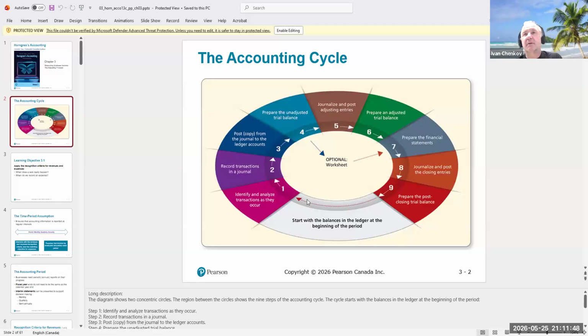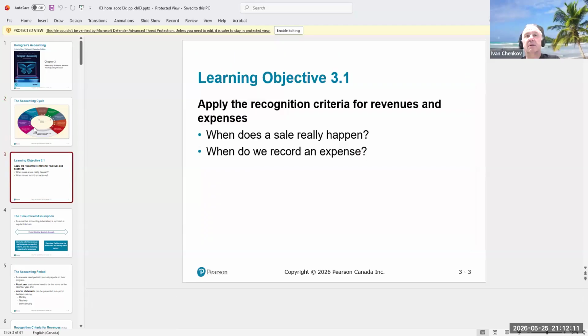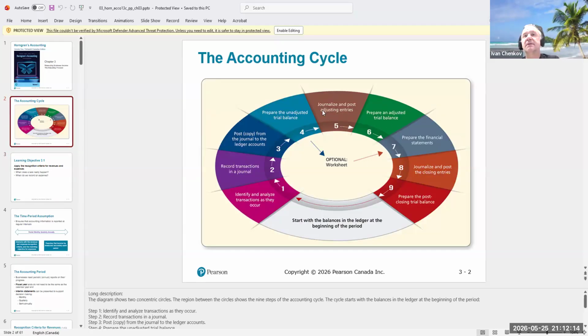In chapter 3, we're going to continue with the next part of the transaction. As you can see, at this point, we know how to identify and analyze transactions. We know how to record those transactions in the journal. We transfer them to the T accounts and prepare an unadjusted trial balance. We went even one step further, the preparation of financial statements. But now, to make it legitimate, we have to see if there are any adjusting entries that we have to do and prepare an adjusted trial balance.